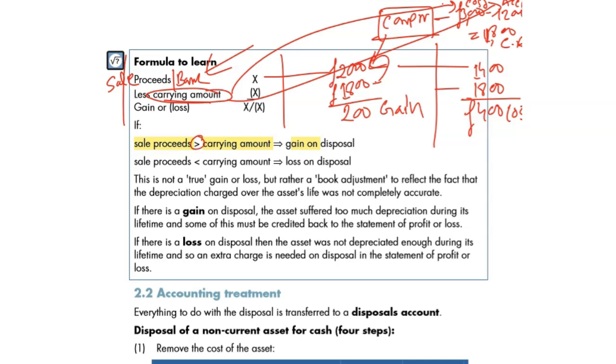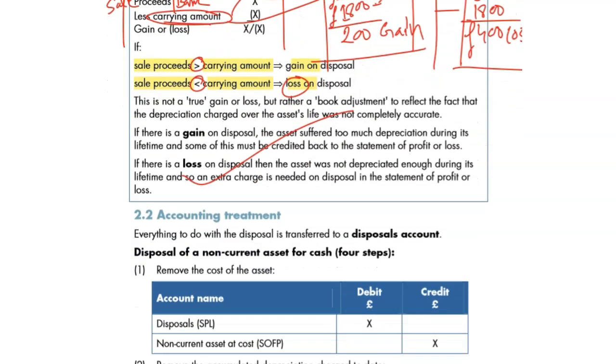Yeah, greater. This is the first scenario in this box: a gain, because our sale proceeds was 2,000 and carrying amount was 1,800, so it's a gain. The second scenario is sale proceed is less than the carrying amount, then it's a loss. Look at this, sale proceed less, it's a loss. The second scenario in this box, 400 loss. Sale proceed is 1,400, but carrying amount is 1,800. So sale proceed is less than the carrying amount. That is your loss.